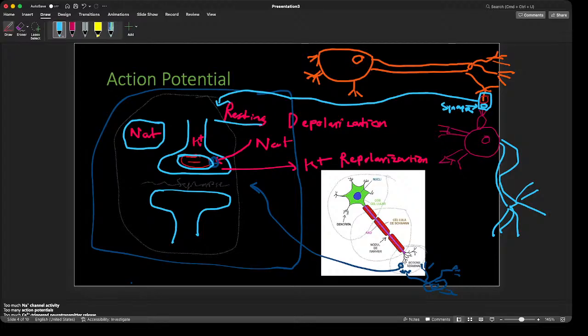Now, potassium is already within the neuron. So when you add the sodium, it's going to make it more positive, so it's going to be depolarized. Then eventually, potassium is going to be released from the neuron, and then the voltage is going to become more negative, and then it goes right back to resting. That's essentially how it would end up in a normal situation. It starts from positive, then it gets to negative.